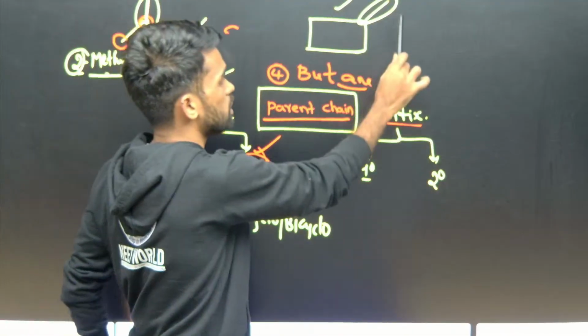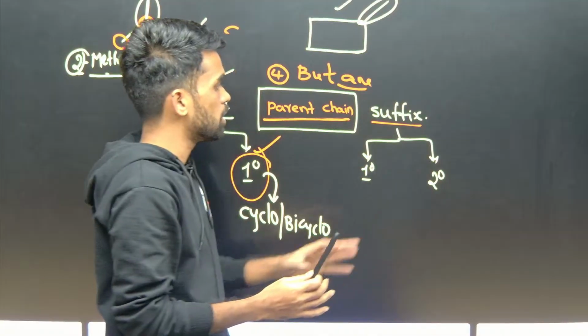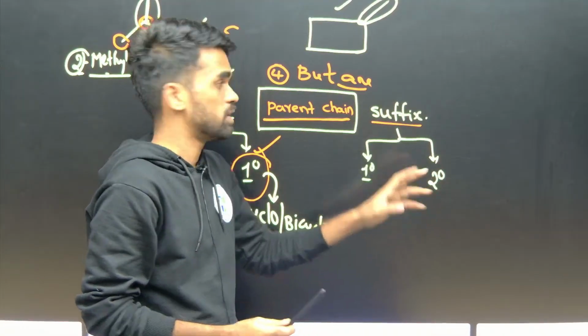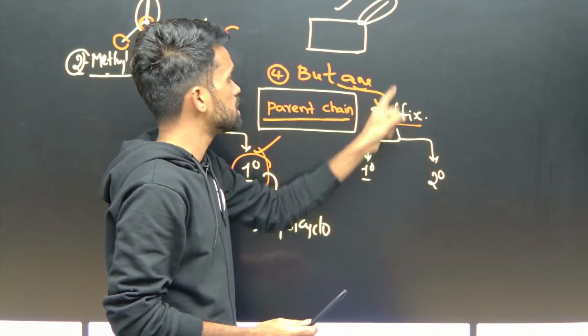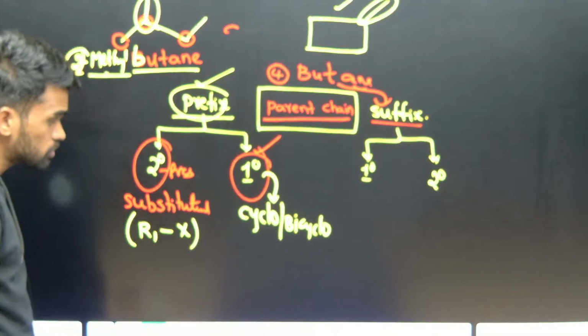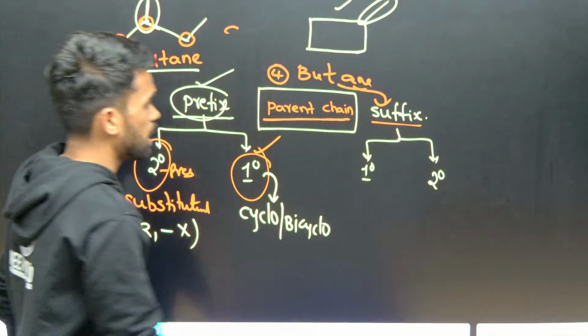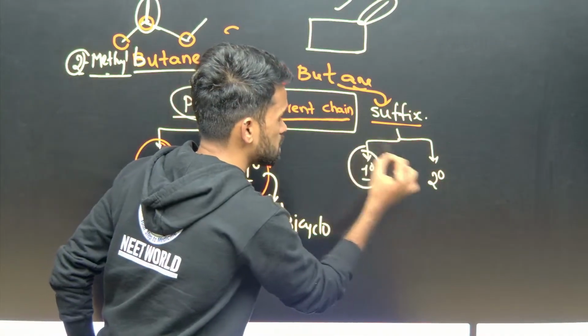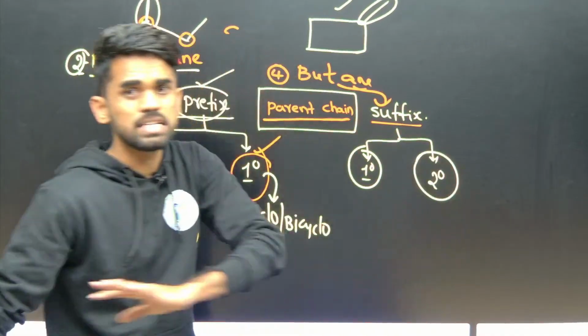And there is no other functional group, so no need of worrying about secondary or primary suffix. Here our suffix is what? Just "ane". Okay, right. So now again here, sir, again you told there is something like primary suffix and secondary suffix. Yes, it is again easy.